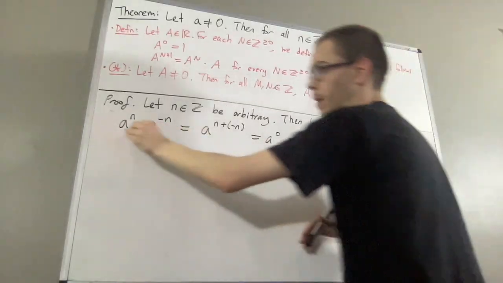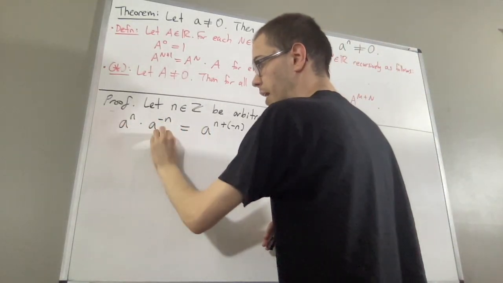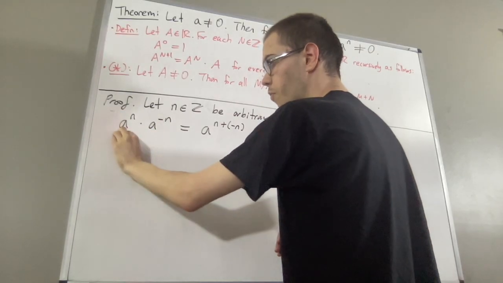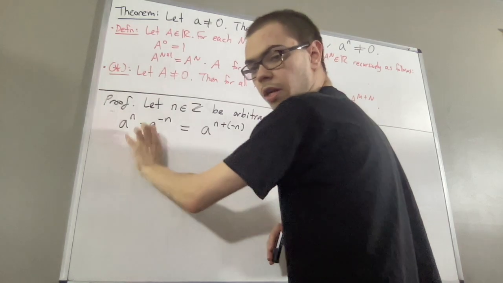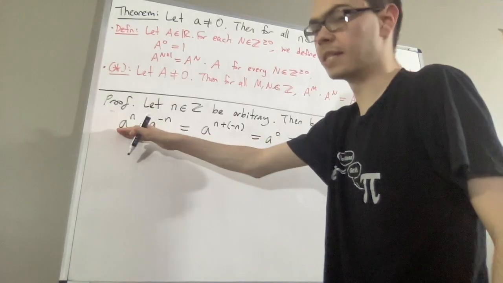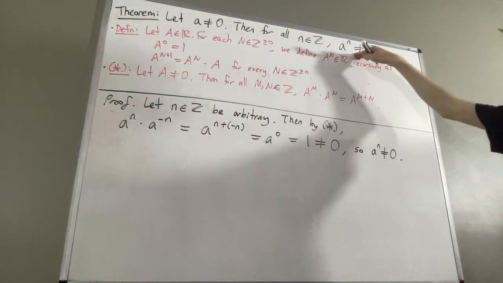What goes wrong if a to the power of n is equal to 0? Well, then we're doing 0 times a to the power of negative n. Any real number times 0 gives us 0. So the product of these numbers is 0, contradicting the fact that it's not 0. So we must have a to the power of n is not 0. And that is exactly what we wanted to show.